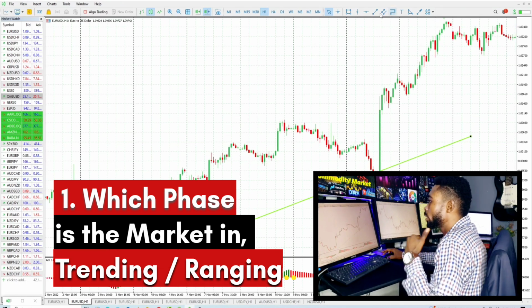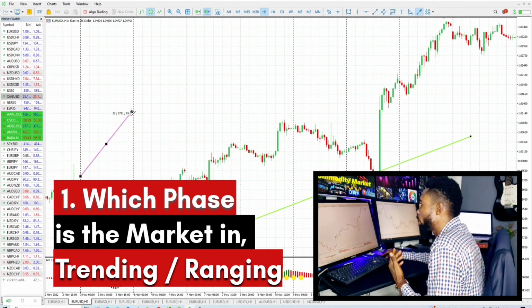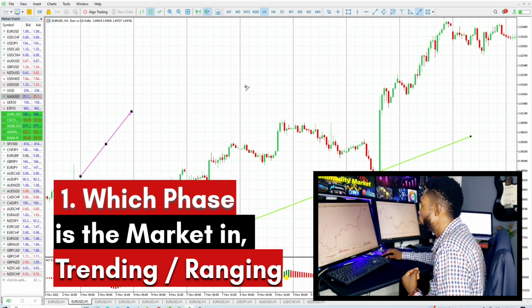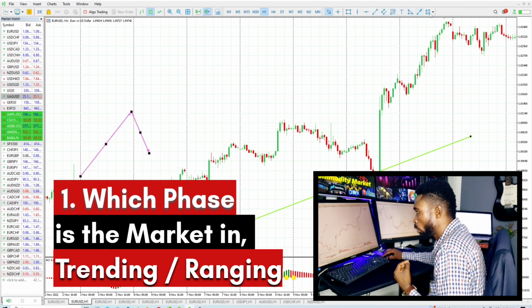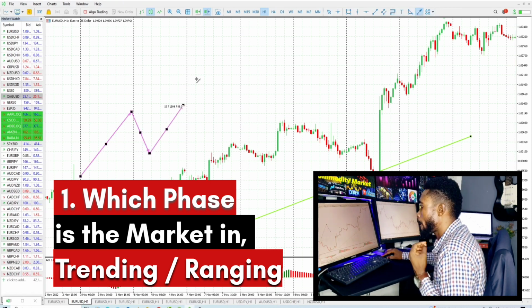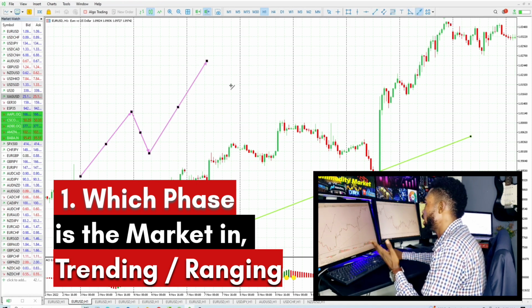You know that the market goes through only three trends. Either the market will be going in an uptrend, where the market makes a power move, retraces back, makes another power move to the upside, and retraces back.